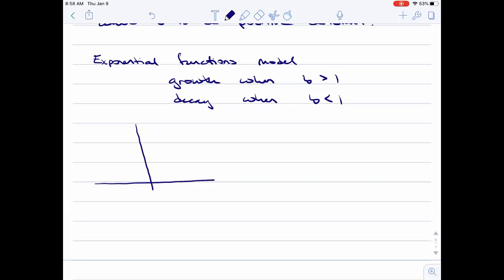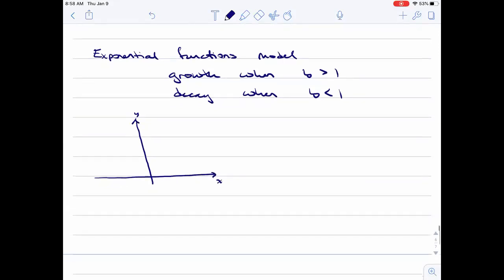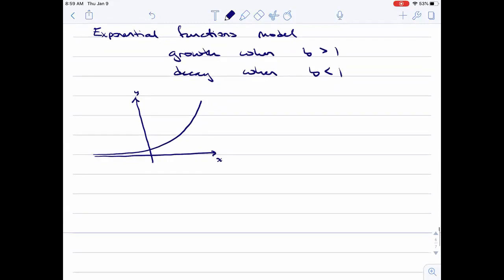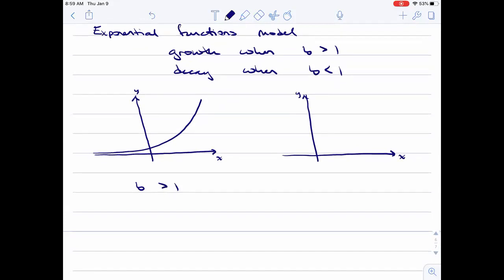So their graphs are going to look like this. This is if b is greater than 1, we've got this growth. And then in the XY plane we've got this decay model if b is less than 1. All right.